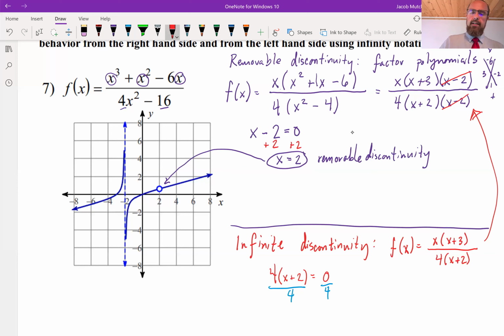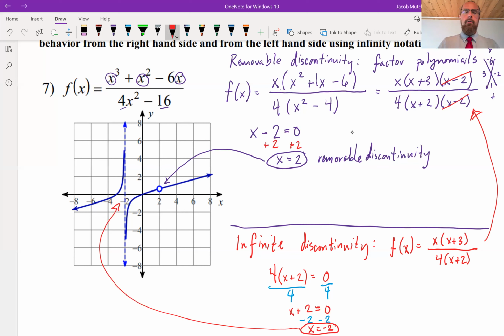On the left, we have x plus 2. 0 divided by 4 is still 0. And then to solve for x there, I just need to subtract 2. And I get this small equation, x equals negative 2. And that, I can see, is a vertical asymptote. So there at negative 2, I've got a vertical asymptote, my infinite discontinuity. So we've completed the first task. We identified algebraically that I got 2 discontinuities, one removable, one infinite.